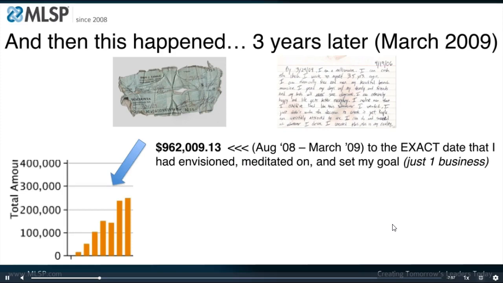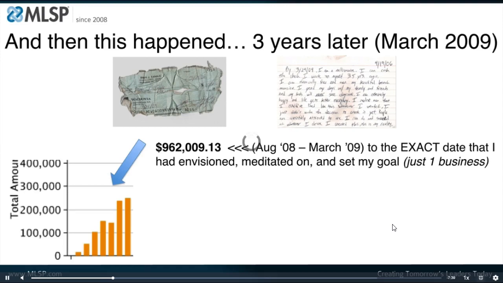And then this happened 3 years later, March 2009, literally to the exact date that I had envisioned, meditated on, and set my goal. This is just one of the businesses I had at the time. This doesn't include network marketing income and all sorts of affiliate products and all sorts of good stuff.